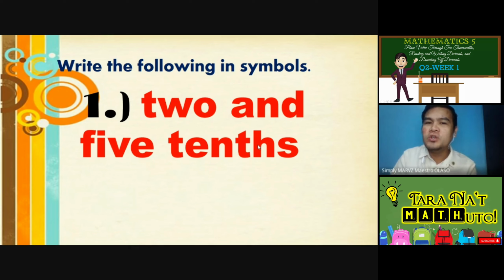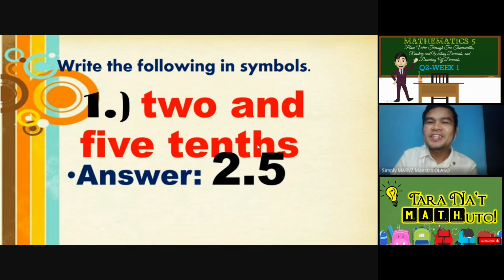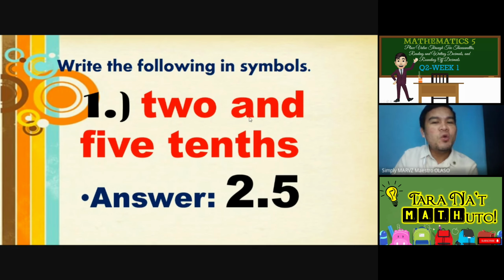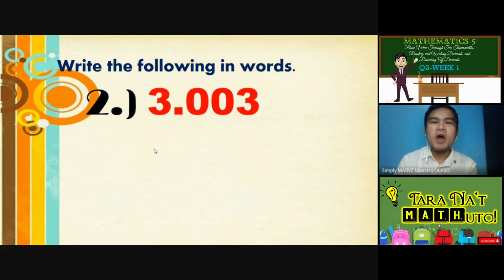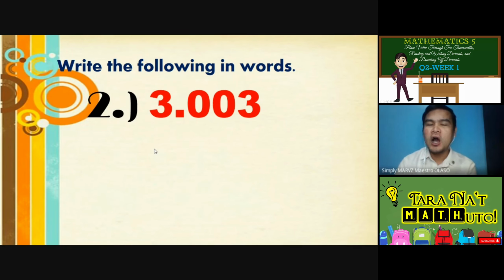So how are we going to write it? Correct. This is equal to 2.5, pero read as 2 and 5 tenths. Did you understand? All right. Now, the second one. Write the following in words. Now, the given is number. You have to write it in words.